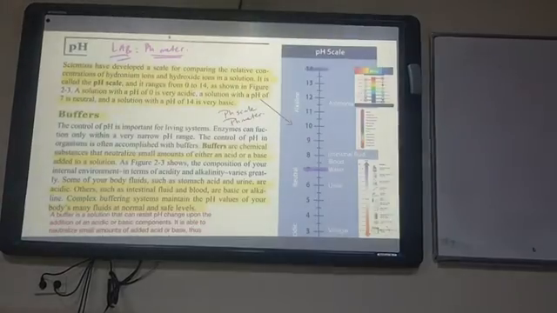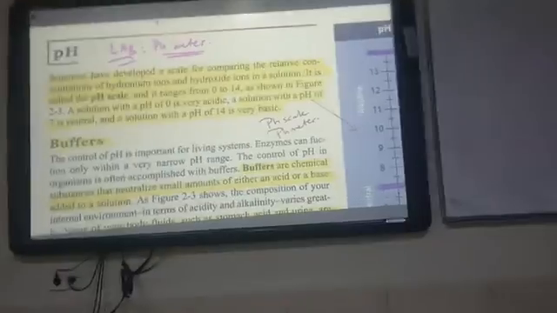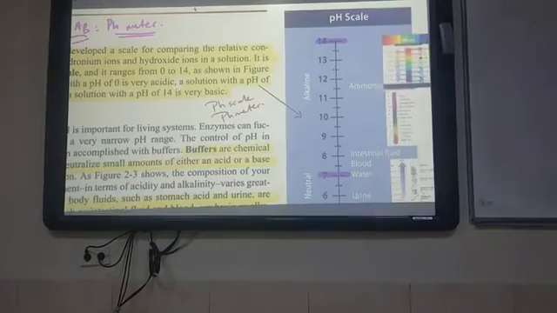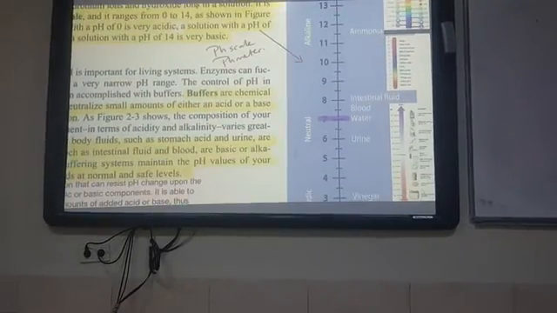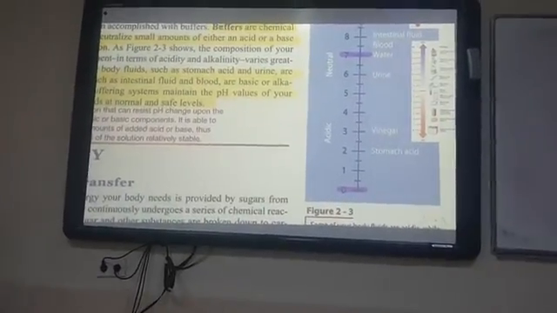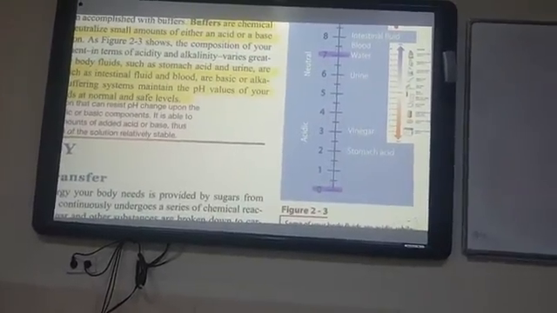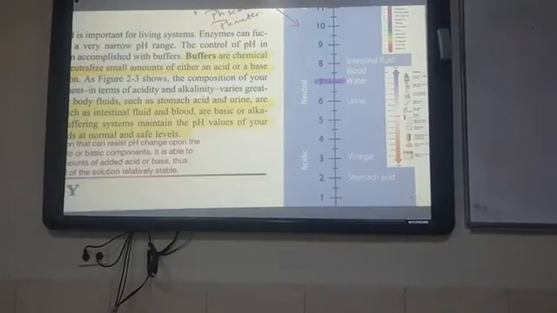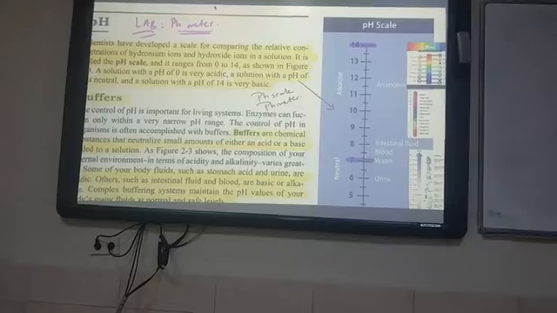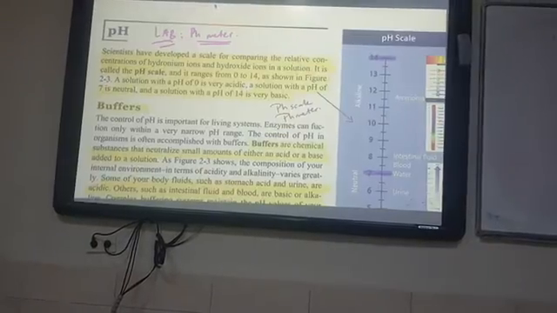pH, I think we made an experiment, an activity about that. Less than 7 is acidic. More than 7 is basic. 7 is neutral.